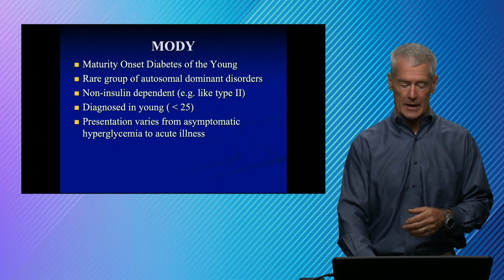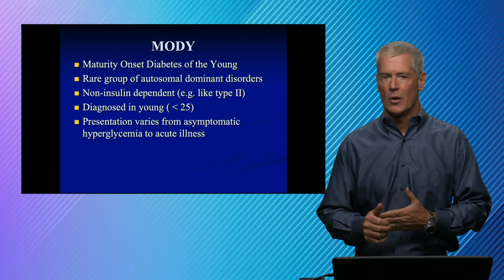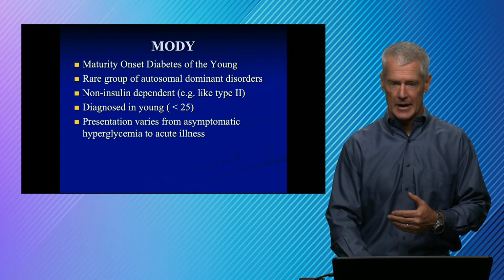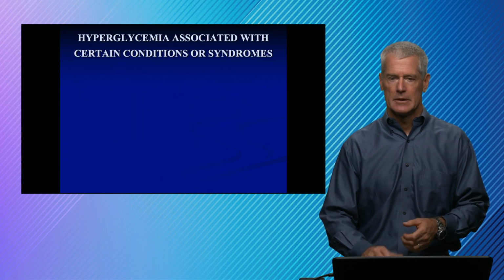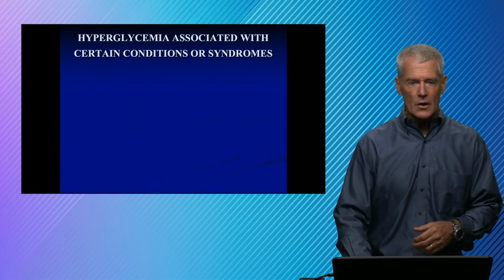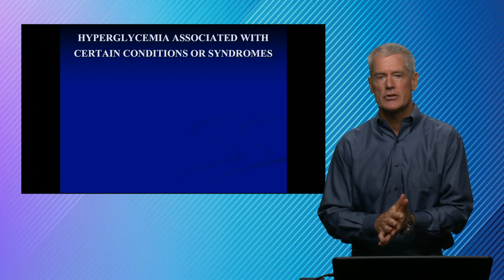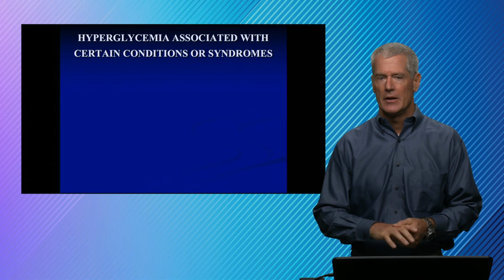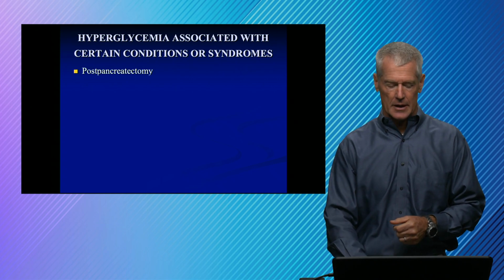So asymptomatic hyperglycemia to acute illness, and again, that's where you would follow up an elevated fasting plasma glucose if you couldn't diagnose them as type 1 or type 2. So this chart is really sort of a review of the first chart that I showed, and it's looking at hyperglycemia and other disease states.